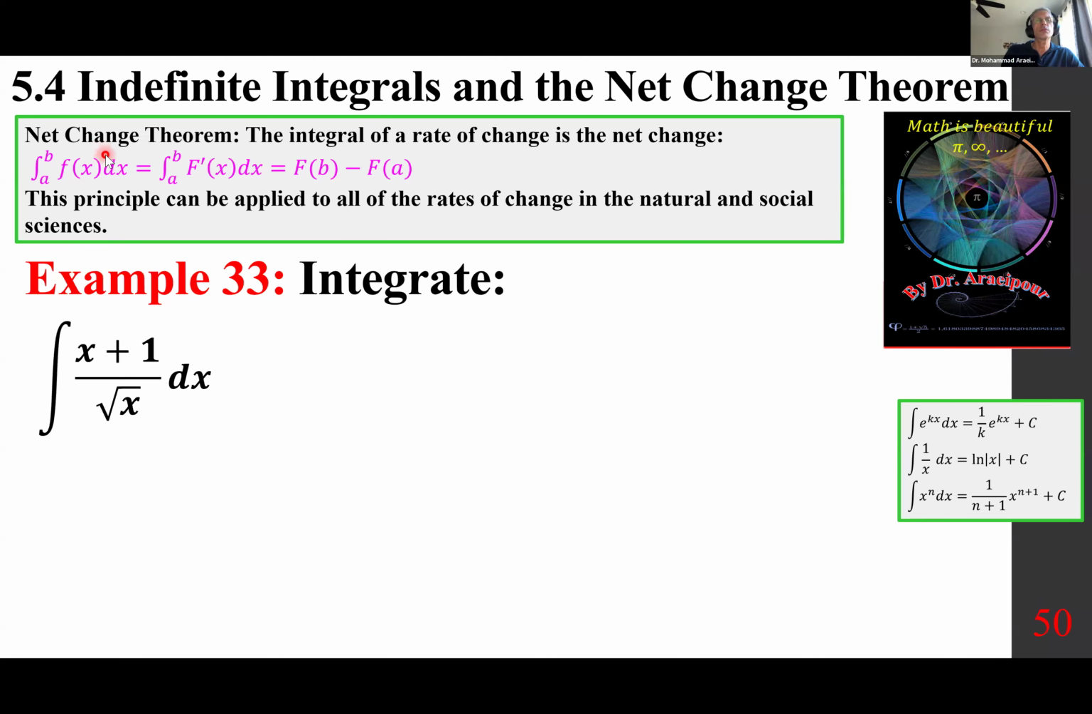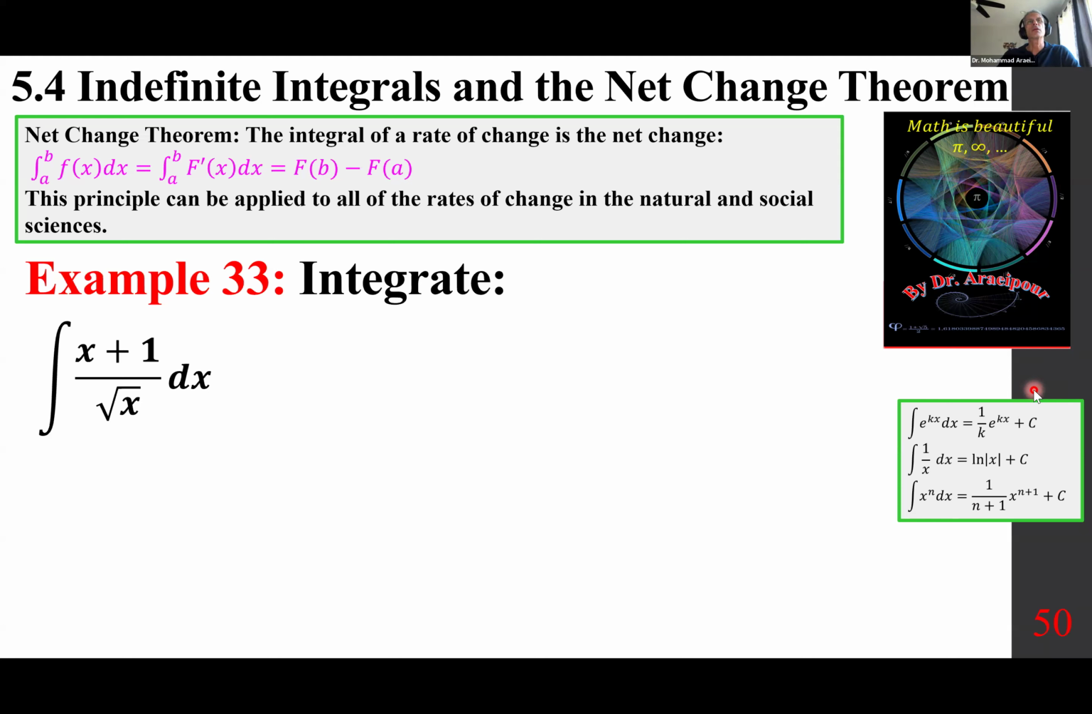According to the net change theorem, the integral of a rate of change is the net change. The integral from a to b of f of x dx, or the integral from a to b of capital F prime of x dx, is capital F of b minus capital F of a. This is one of the fundamental theorems of calculus. Okay, and reminding you of some of the formulas.